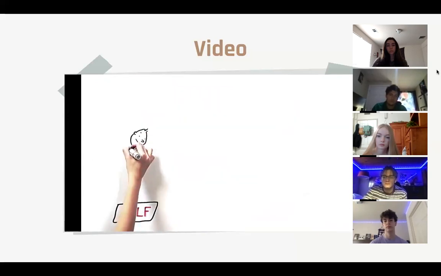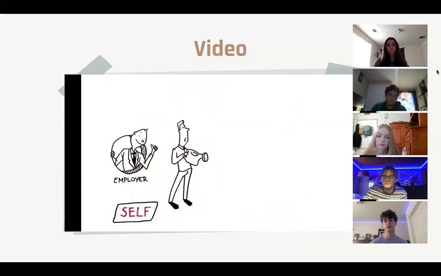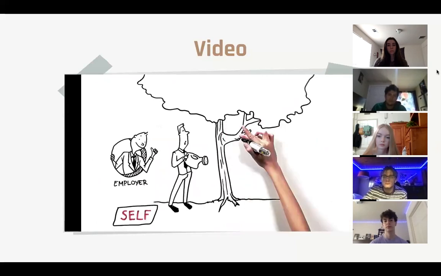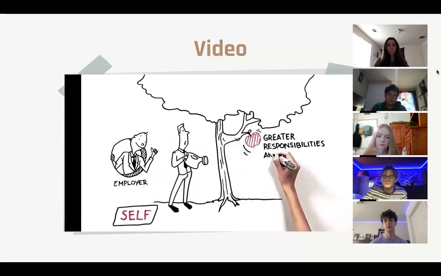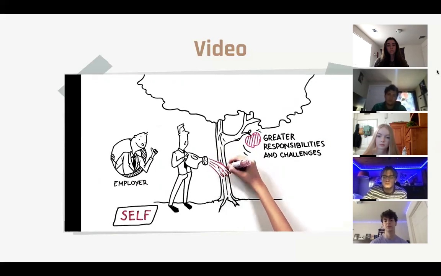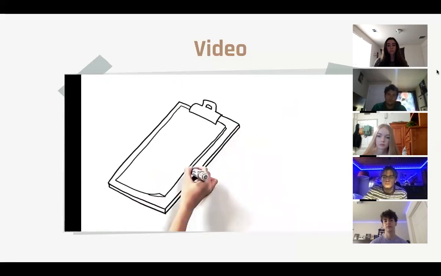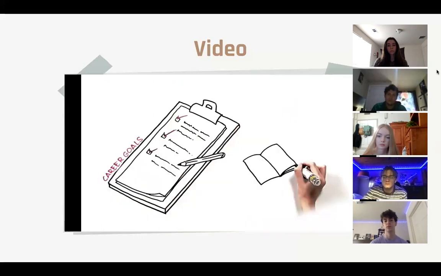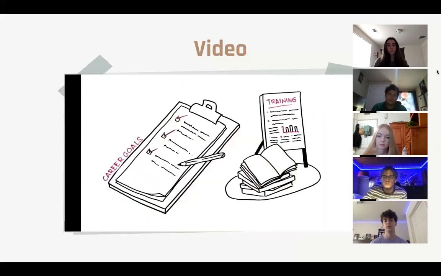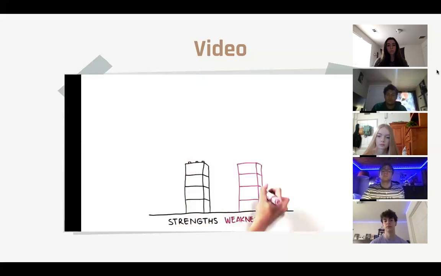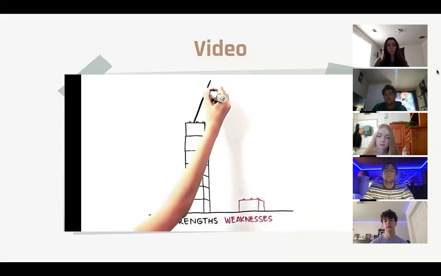Employers value employees who are able to grow personally and professionally. These employees are able to take on greater responsibilities and challenges. Therefore, it's important to manage your self-development well. You begin by identifying your career goals. Then, embark on continuing education and training to help you build on your strengths, minimize your weaknesses, and reach your goals.